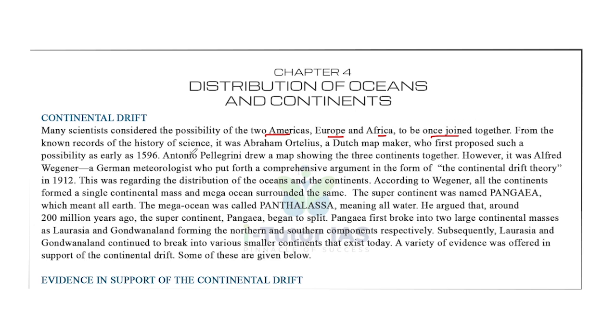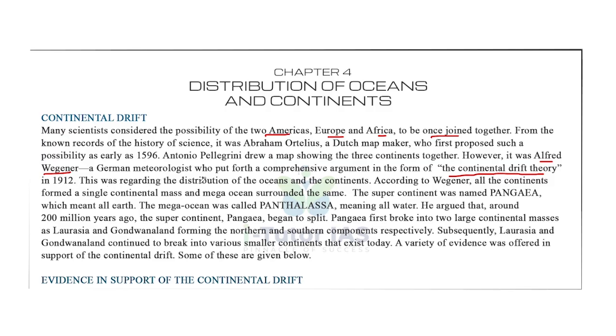From the known record of the history of science, it was Abraham Ortelius, a Dutch mapmaker, who first proposed such a possibility as early as 1596. Antonio Pellegrini drew a map showing the three continents together. However, it was Alfred Wegener, a German meteorologist, who put forth a comprehensive argument in the form of the continental drift theory in 1912.